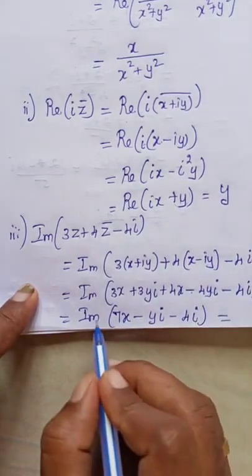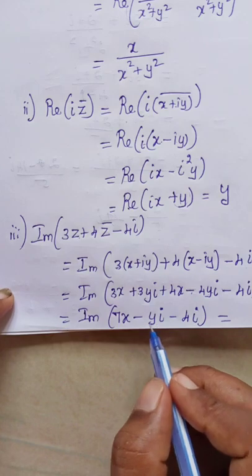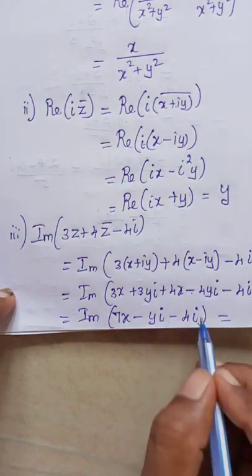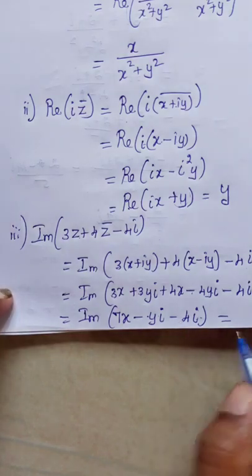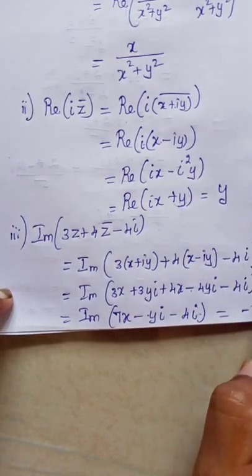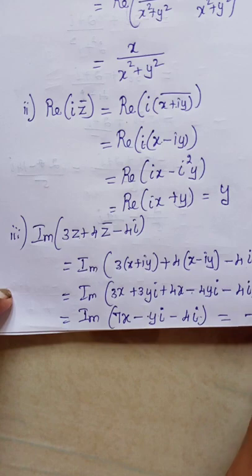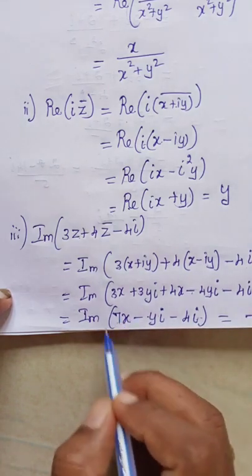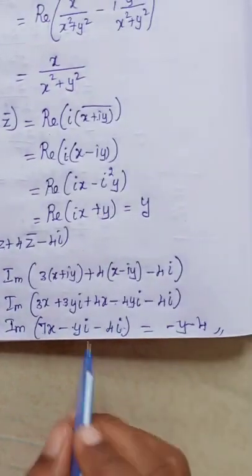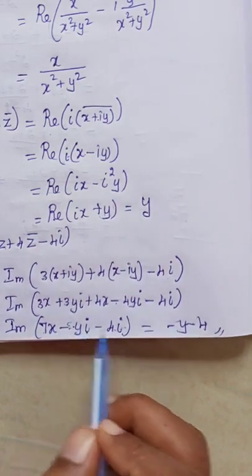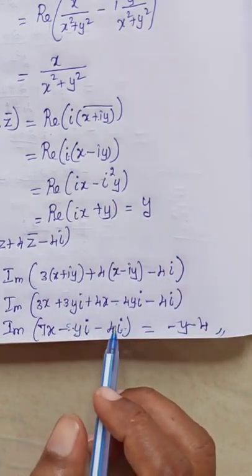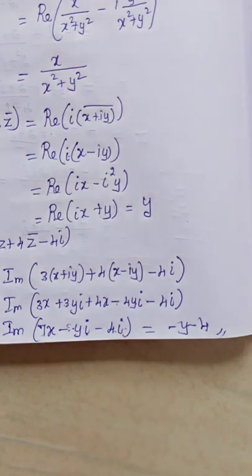So we know that the imaginary part means the part with the imaginary unit. So these two have the imaginary unit, so we can write it as minus y minus 4. For the real part, we would have written 7x. Since this is the imaginary part, we have to write the coefficient of the imaginary unit, that is minus 4 minus y. Is that clear?